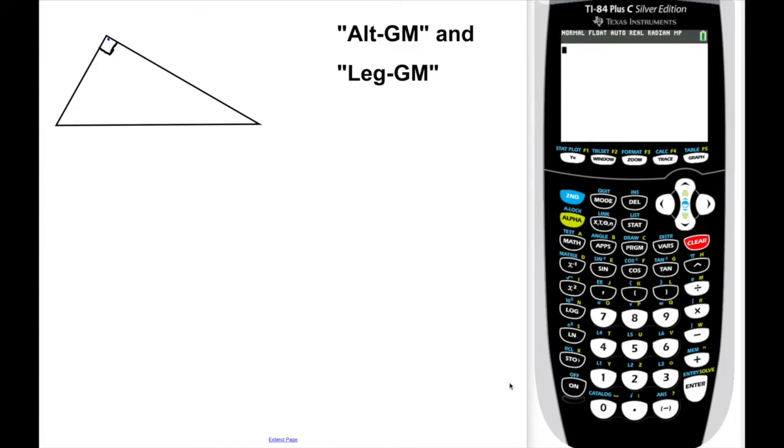This is Mr. Murray coming to you with a video on right triangles and the geometric mean theorems that concern them. In this video I'm going to explain what these two theorems are, the so-called Alt-GM and Leg-GM, and how they relate to this triangle that we see here, specifically a right triangle.